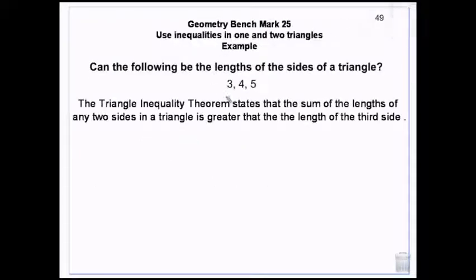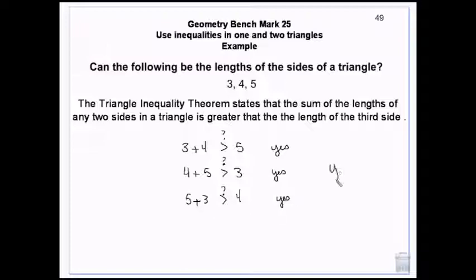So what we have is the sum of the lengths of any two sides has to be greater than the length of the third. So can these be lengths of a triangle? We have to check. Is 3 plus 4 greater than 5? Yes. But it has to be all sets. So is 4 plus 5 greater than 3? Yeah. And is 5 plus 3 greater than 4? Yes. So yes, this can be a triangle.